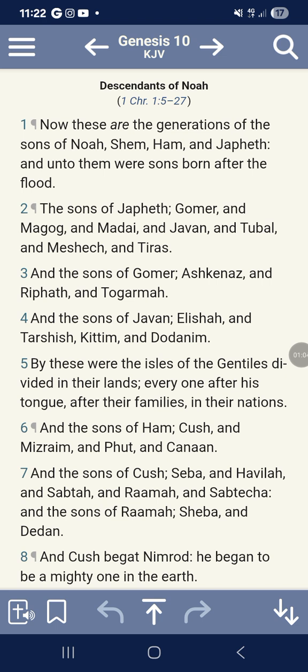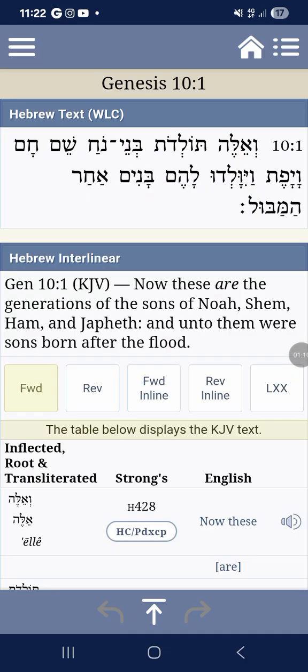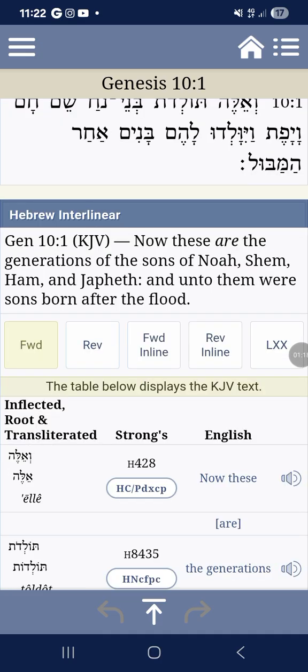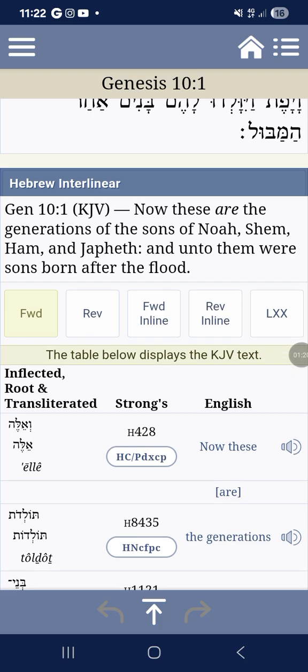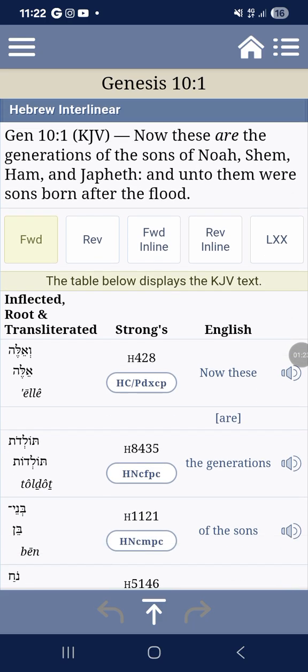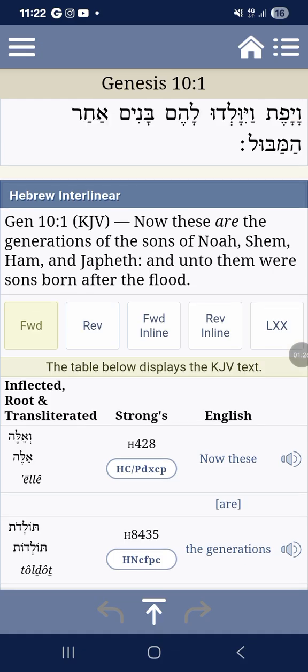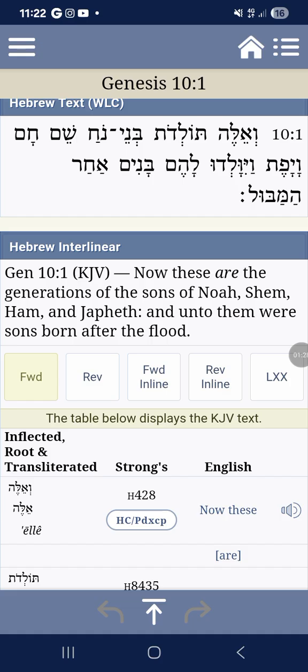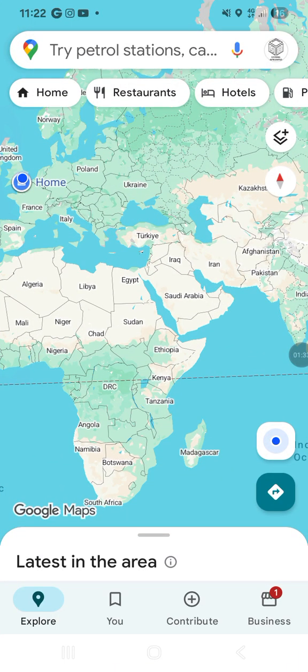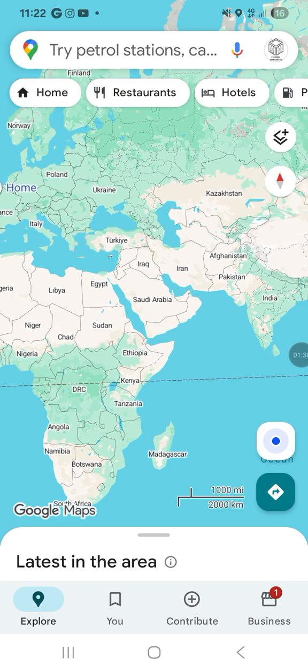We're going to go into it. So it says here, now these are the generations of the sons of Noah: Shem, Ham, and Japheth. Unto them were sons born after the flood. So there were three children that were descendants. After the flood, the earth pretty much looks like how we're looking at now, this map here. It looked a lot different before the flood.